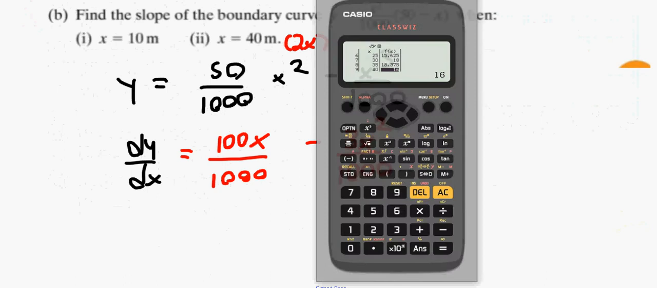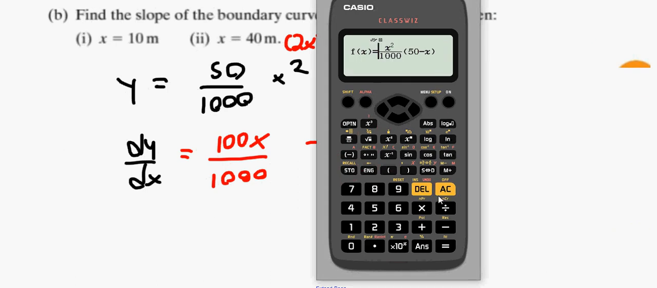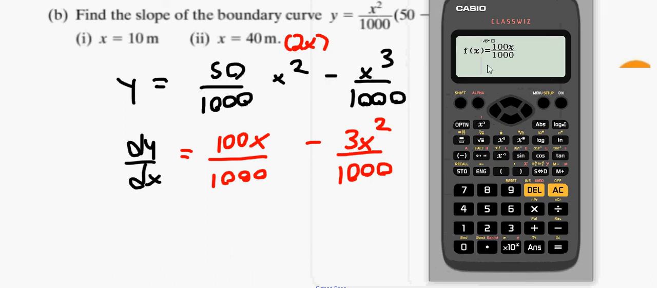Now, once again, I'm going to be a bit lazy. I'm going to come in here, and I'm going to do 100x divided by 1000. I'm not even bothering with diminishing it down or anything like that. I don't have to. And then minus 3x squared, is it?